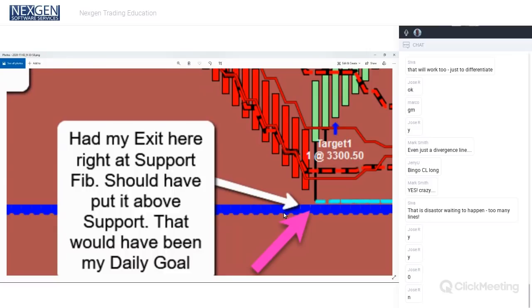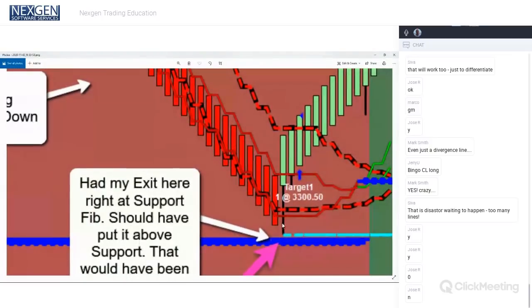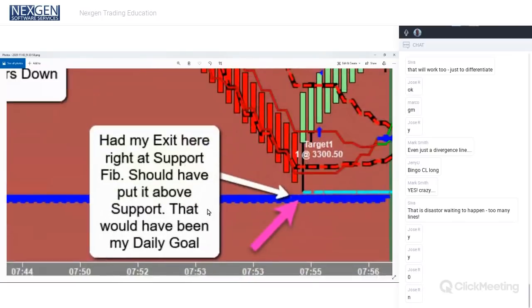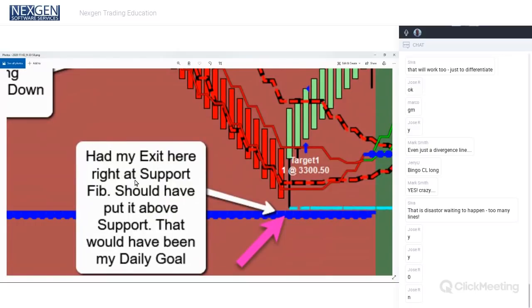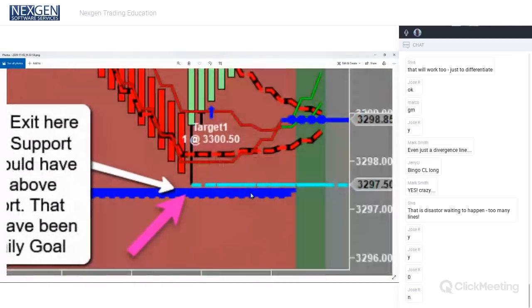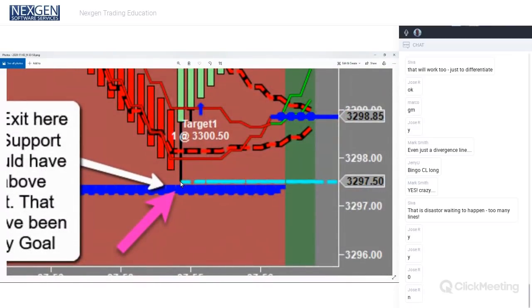You have to take your money. You don't have to, but the expectation is that you're going to at least get a bounce. So there's no reason to give away $125 of your hard-earned profit. And again, look what you put. You put my exit here at support. Should have put it above support. That would have been my daily goal. I mean, the fib was 1/10 of one tick away.